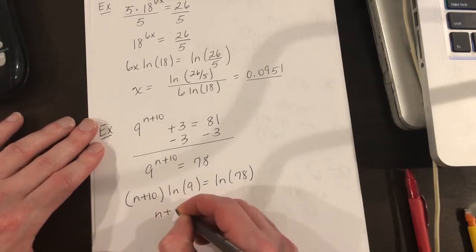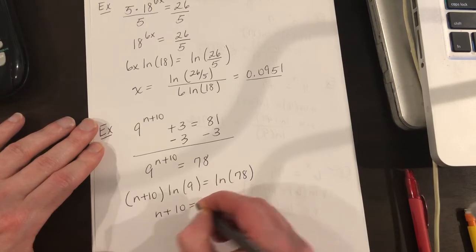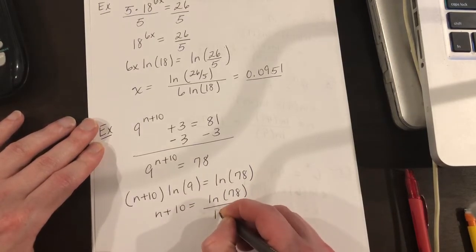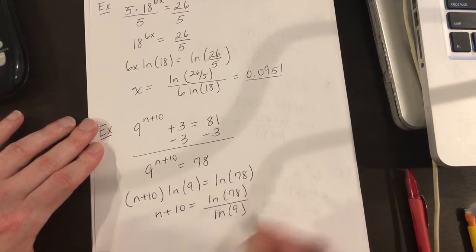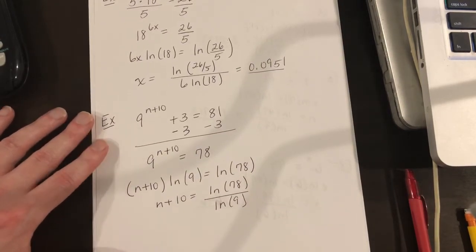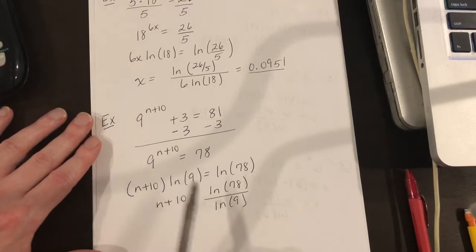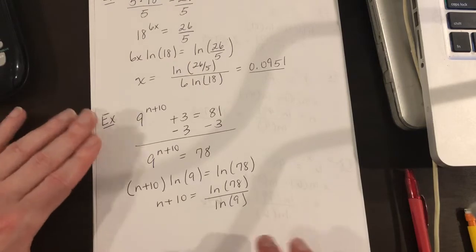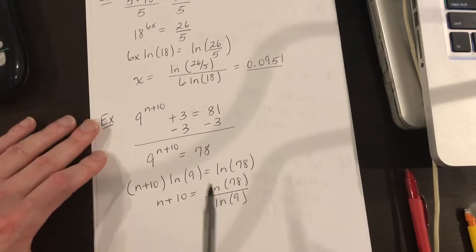So we get natural log of 78 over natural log of 9 on this side. And we're still left with the n plus 10. And you can drop the parentheses if you want to. You also could have distributed it if you wanted to, but that's a little more work than I would like to do. So we're just going to do it this way.